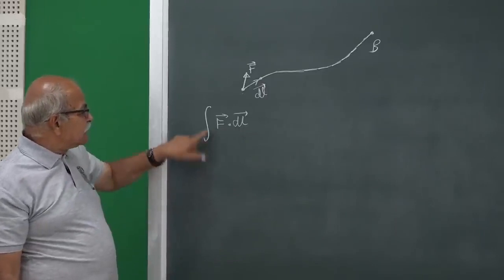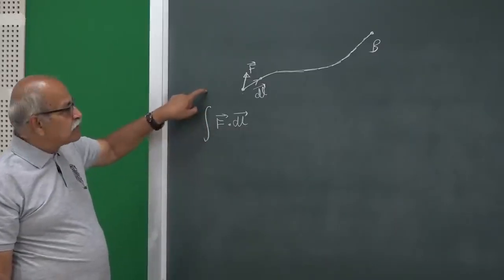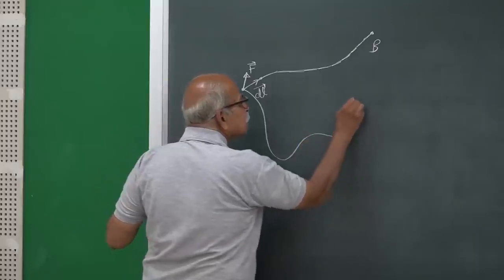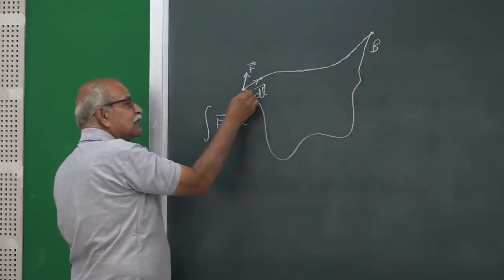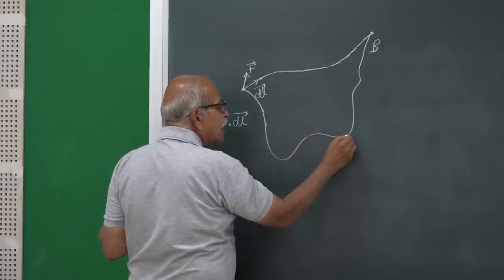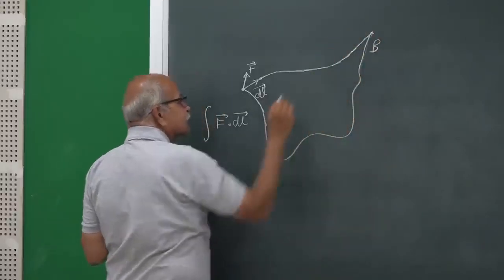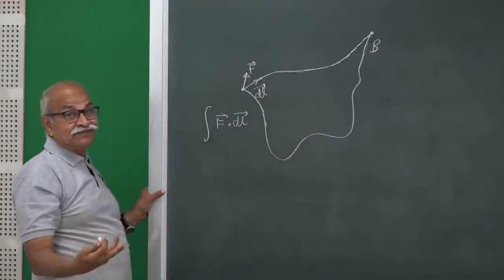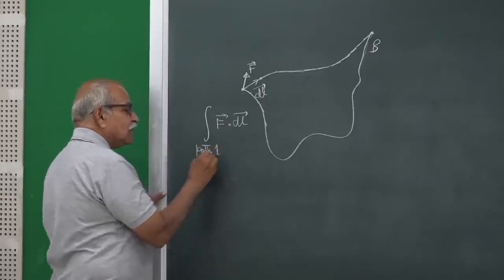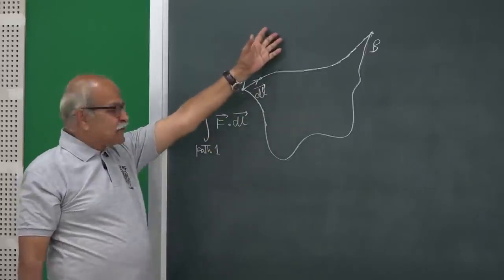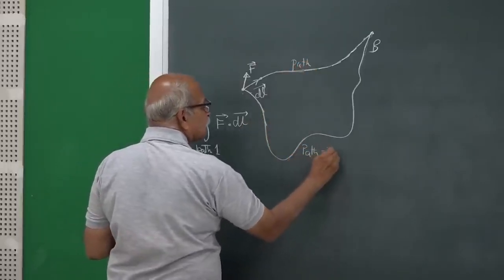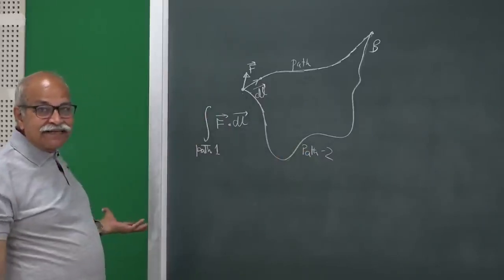But we will not just write from A to B, because this particular path is also important. I can also go along some other path and still reach B, and I can ask what is F dot dl here, what is F dot dl here, and so on. An entire path you do this F dot dl and reach B, and these may or may not be equal. So we say that a certain path is to be specified on which I have to calculate all these things. So this is path 1, this is path 2, there may be infinite such paths connecting A and B.